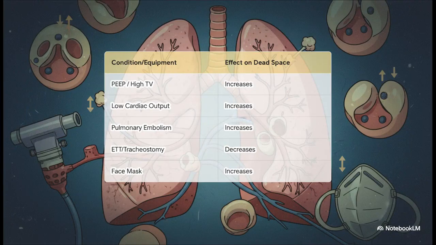This table is a great summary of what can affect dead space. You can see a clear pattern, right? Anything that messes with blood flow, like low cardiac output or a PE, is going to increase dead space. But check out the equipment side of things too. A simple face mask or extra tubing adds what we call apparatus dead space. But what's really interesting is that a breathing tube, an ETT, actually decreases dead space. Why? Because it completely bypasses all those upper airways, that anatomical dead space we mentioned at the start.